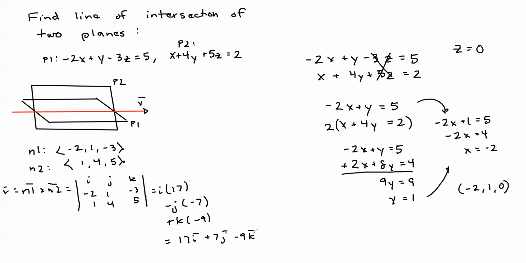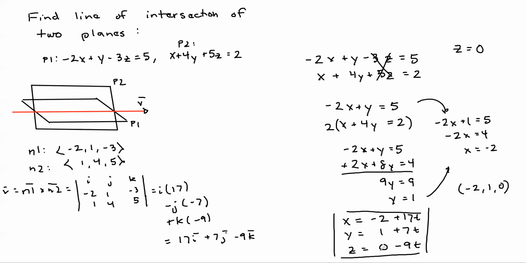All right, once you have a direction vector for your line and a point for your line to go through, to find the equation of the line, you take the point and the direction vector and put them together into the parametric form. So you're going to get x equals -2 plus 17t, y equals 1 plus 7t, and z equals 0 minus 9t. And that's your answer. Okay, so that's how you go through and find the line of intersection.